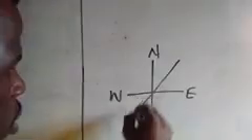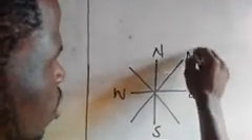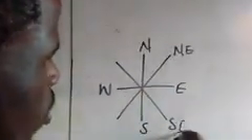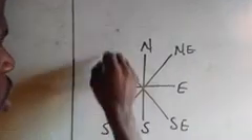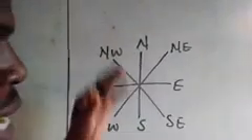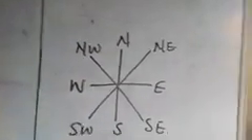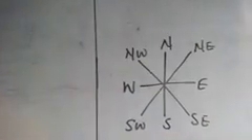Okay, so today we are looking at bearing. Bearing is concerned with the cardinal points. You remember your 4 cardinal points when you were in primary school? Your north, south, east, and west. Okay? But bearing is concerned with the 8 cardinal points. This is your northeast, this is your southeast, this is your southwest, and this is your northwest. So bearing is concerned with this.